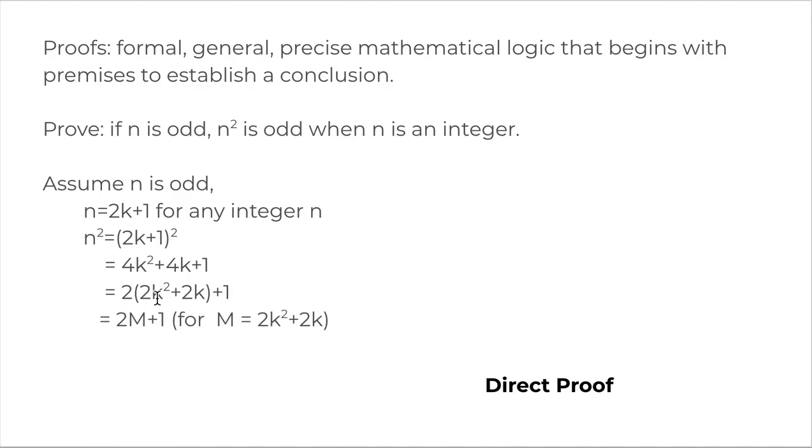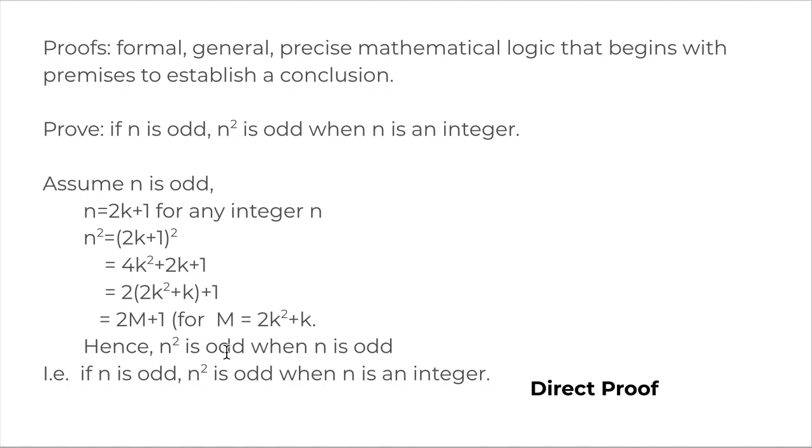Now, isn't that the definition of an odd number? That if a number can be written as 2m plus 1, it will be odd, right? Where m is some integer, 2k square plus 2k. So hence n square is also odd when n was odd, right? So we just proved that if n is odd, then n square is odd as well.